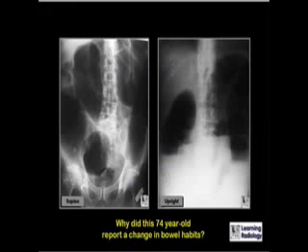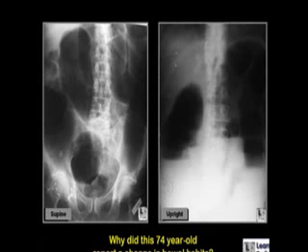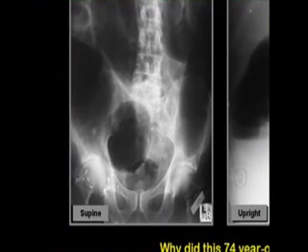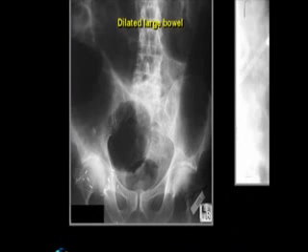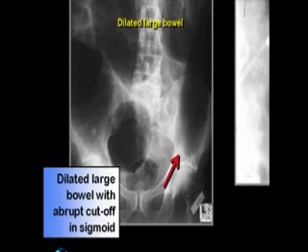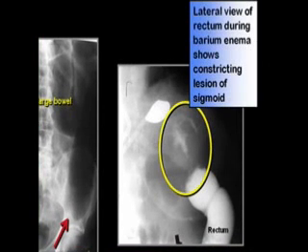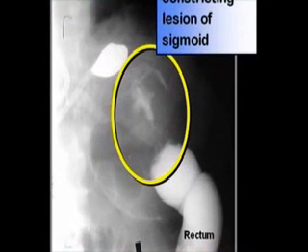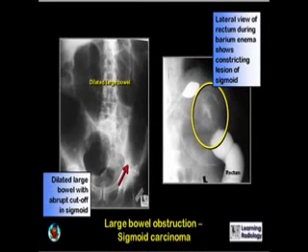Why did this 74-year-old report a change in bowel habits? You have a supine and an upright view of the abdomen. The bowel that you see dilated is large bowel, and there is an abrupt cutoff in the air column in the distal descending colon. And the reason for that, if we look at the lateral view of a barium enema, is that we can see that there is an obstructing annular constricting lesion that represented a sigmoid carcinoma, which was producing a proximal large bowel obstruction.